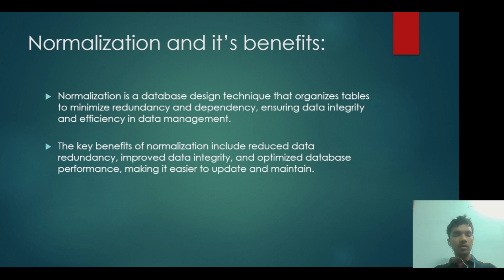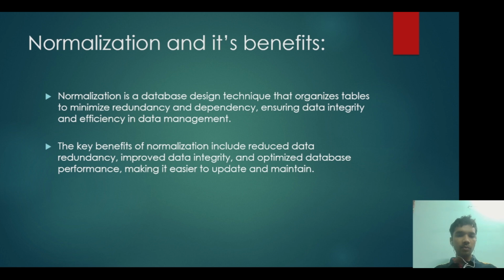To go further and understand 2NF, let's see what normalization is. Normalization is a database design technique that organizes tables to minimize redundancy and dependency, ensuring data integrity and efficiency in data management. Redundant data means you are storing the same data again and again in the tables, which is actually a wastage of memory, and normalization is done to reduce that only.